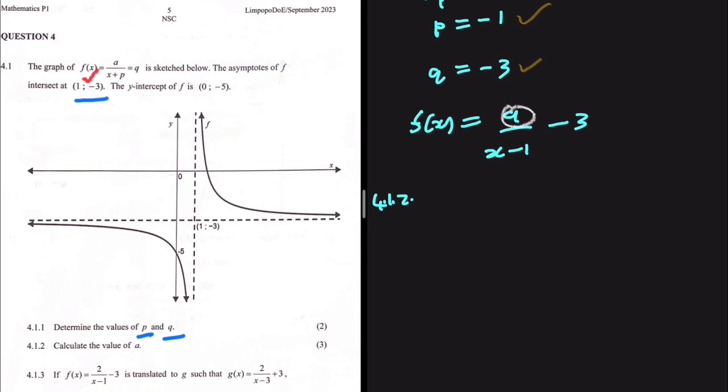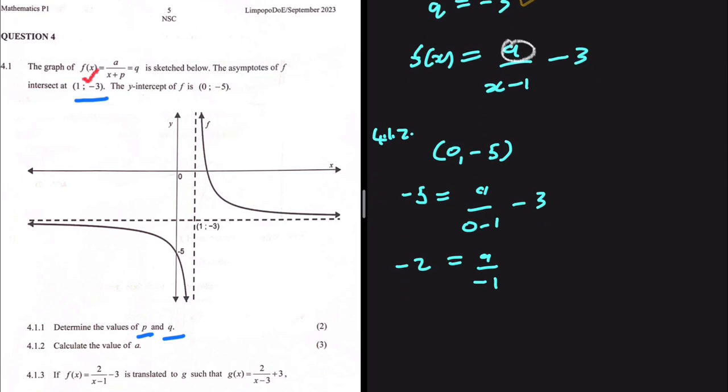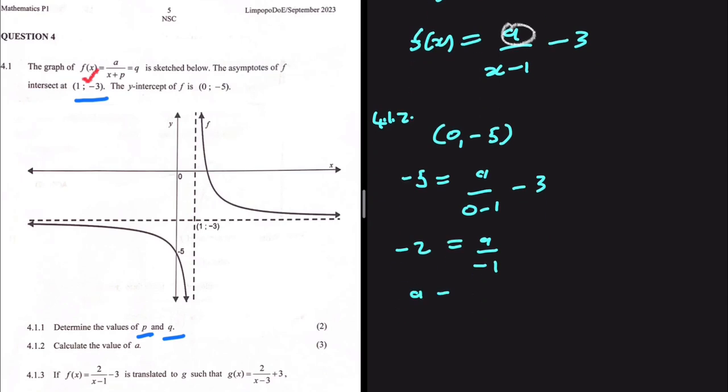How are we going to possibly find that? We're going to substitute the y-intercept or any other point on the graph. So the y-intercept: x is 0 and y is -5. Let's go ahead and substitute that in our graph. We're going to get -5 equal to a divided by 0 minus 1, minus 3. If we take -3 to the left-hand side, we're going to get -2 equal to a divided by -1. It should be easy to see now that a is equal to 2. So that is 4.1.2.